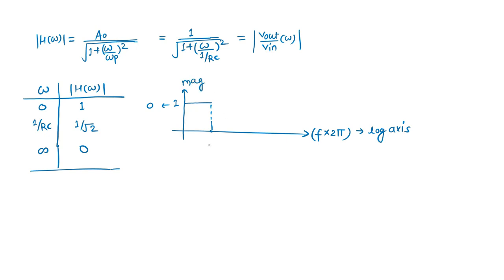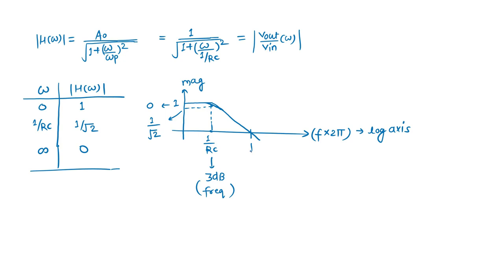So the magnitude is 1, and after that we have seen that at the frequency 1 upon RC, your magnitude is a little down. In an asymptotic plot we see exact corners, but in actual practice the curve is somewhat rounded. There is a magnitude of 1 upon root 2 at this point, what we have seen. So this is called the 3 dB frequency.